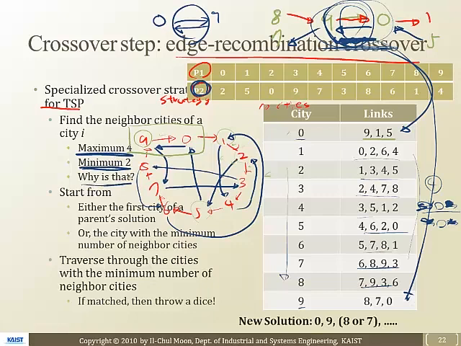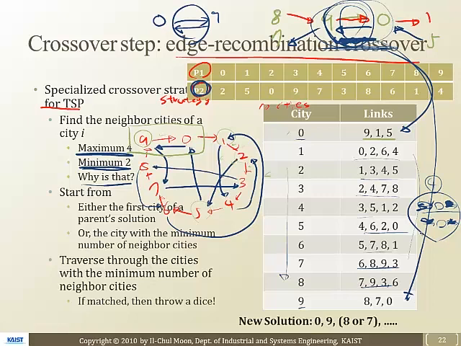Why is that? Because cities have to go in and go out, which means 2 links at least for a single solution. And because we have 2 solutions as parents, we can have maximum 4 links. Having said that, if those links are matched up, then it is going to be just 2 links.